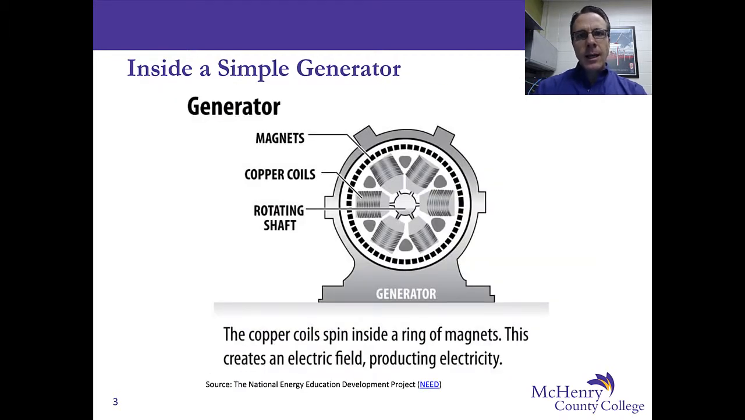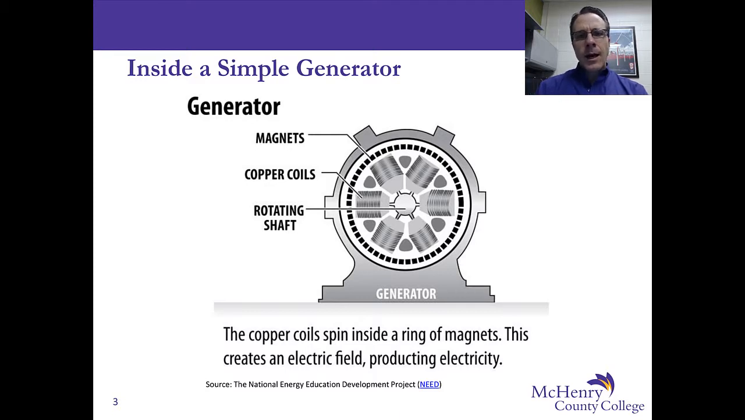Now in this slide we see a very simplified generator. Notice that there are several components here. First, the outside housing of this generator is very dense steel and steel alloy. That's because it's got to withstand a lot of torque, a lot of strain from these spinning components. Notice in the center we've got a rotating shaft, and on that shaft, at least in this model, you've got copper coils. These coils are made of basically copper wire. Copper is a very good material to generate electricity with. So you have copper coils, and these are just basically loops of copper.